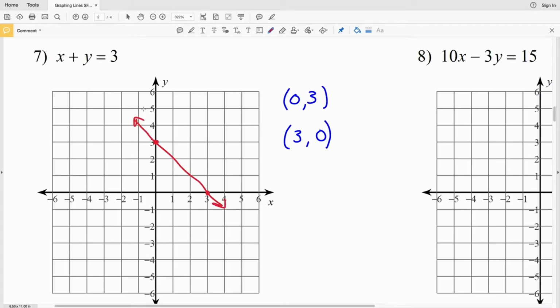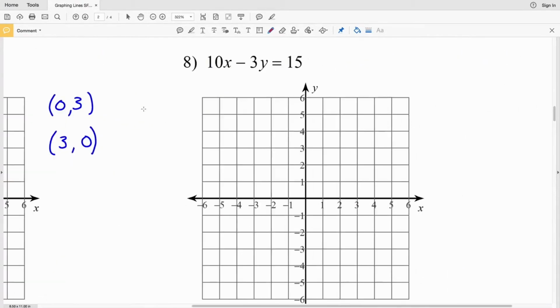And that is the answer for number 7. Also, I recommend, when drawing a line connecting those 2 points, to use a ruler or any other straight edge to help you get a crisp, clean line.